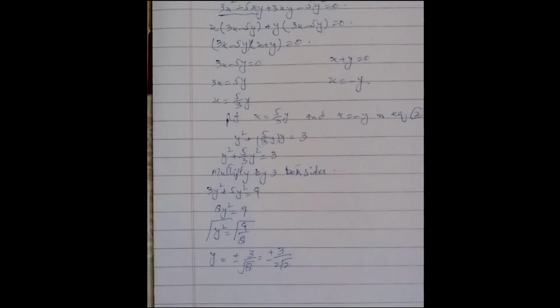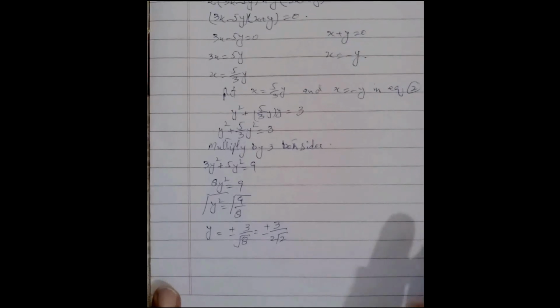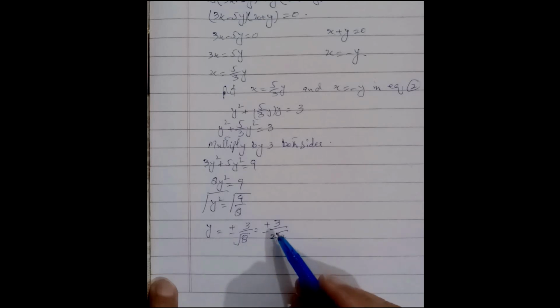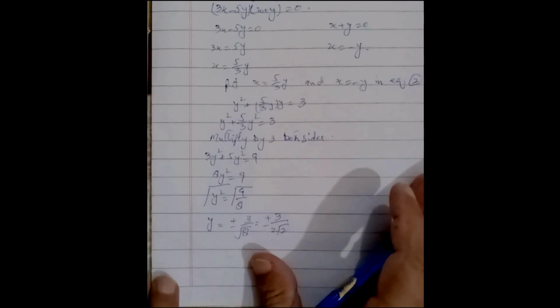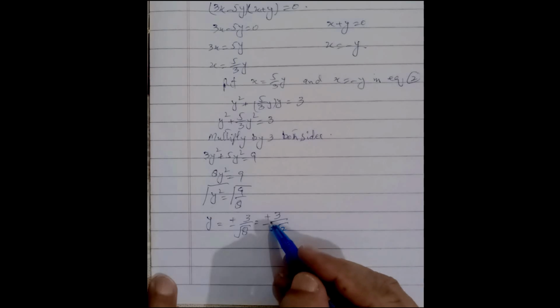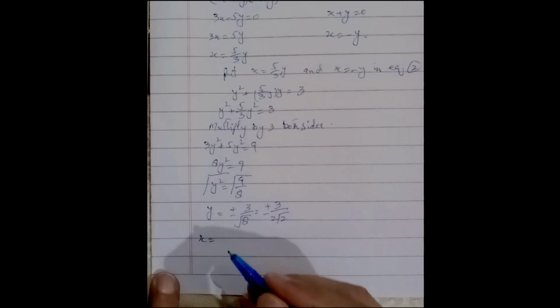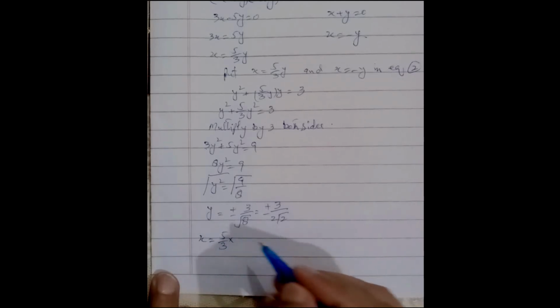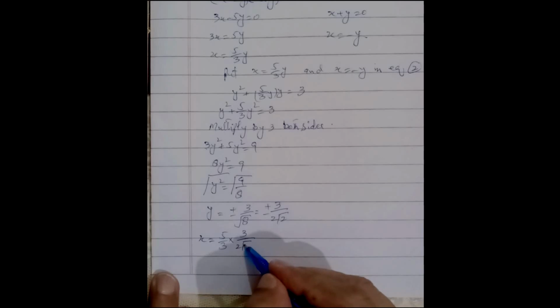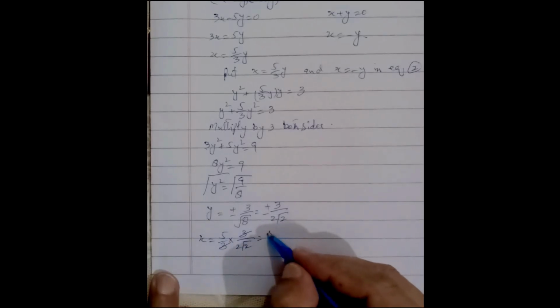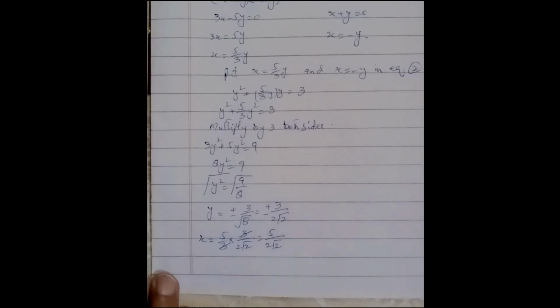And then we find the value of x, which is x is equal to 5 over 3 y. In this way we put the value of y, which is first plus 3 over 2 square root 2 and second minus 3 over 2 square root 2. When y is positive, that is plus 3 over 2 square root 2, the x is 5 over 3 multiplied by 3 over 2 square root 2. Simplify it. 3 cancelled with 3, we have 5 over 2 square root 2.